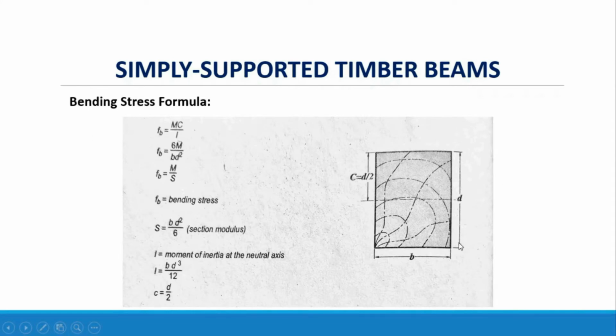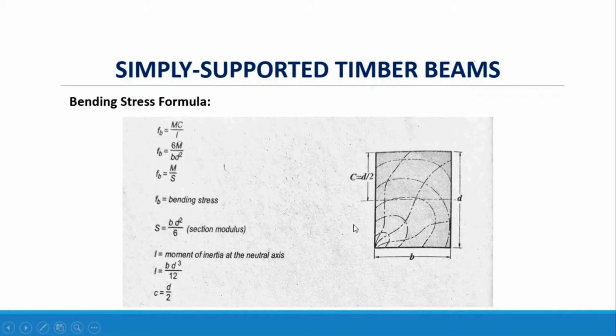We have a cross-sectional beam, which is a rectangle, base b and depth d. And the formula for bending stress, f sub b, is equal to Mc over I, where M is the moment, c is the distance from the centroid of the beam to the top. And for our rectangular beam, c is equal to 1/2 of the total depth, or d over 2. And I is the moment of inertia at the neutral axis.